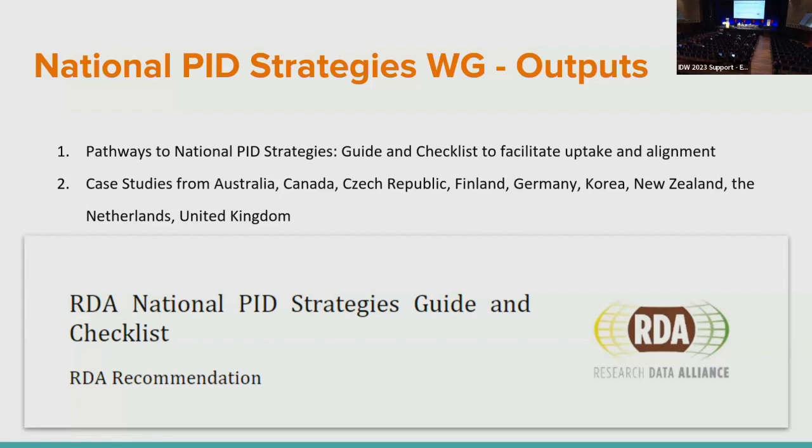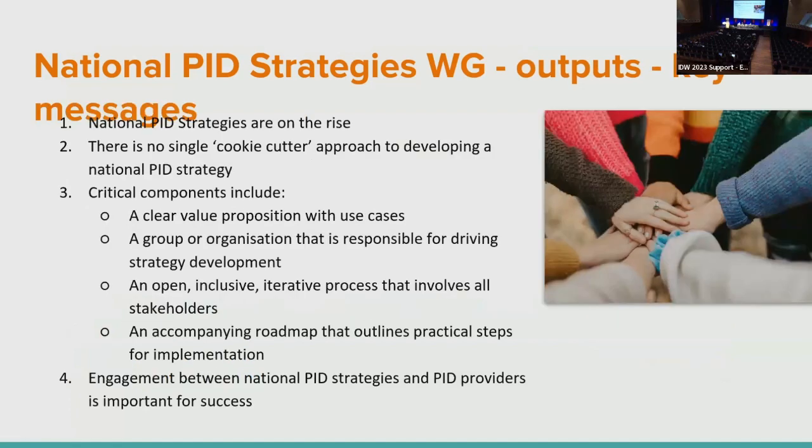So at the end of our cycle, we had two main outputs, a guide and a checklist called Pathways to National PID Strategies. This was to facilitate uptake and alignment, and it was based on case studies that we'd gathered over an 18-month period from Australia, Canada, Czechia, Finland, Germany, Korea, New Zealand, the Netherlands, and the UK. So those were integrated, collated into an output, a guide, and then a short form of that was created, summarized in a checklist.